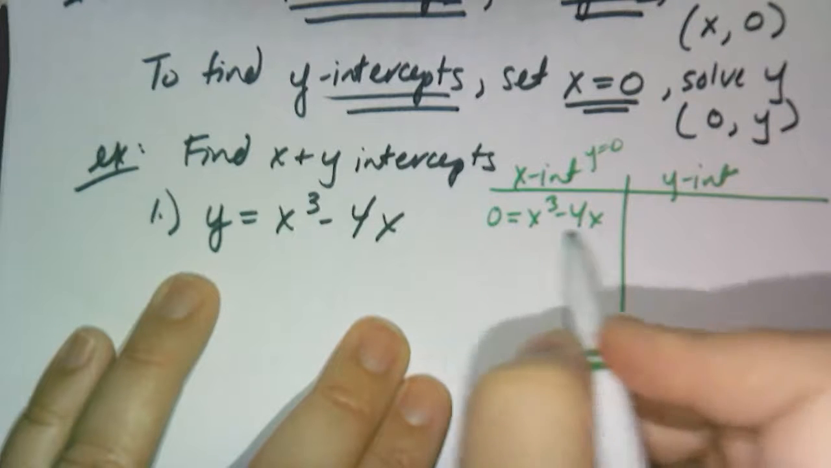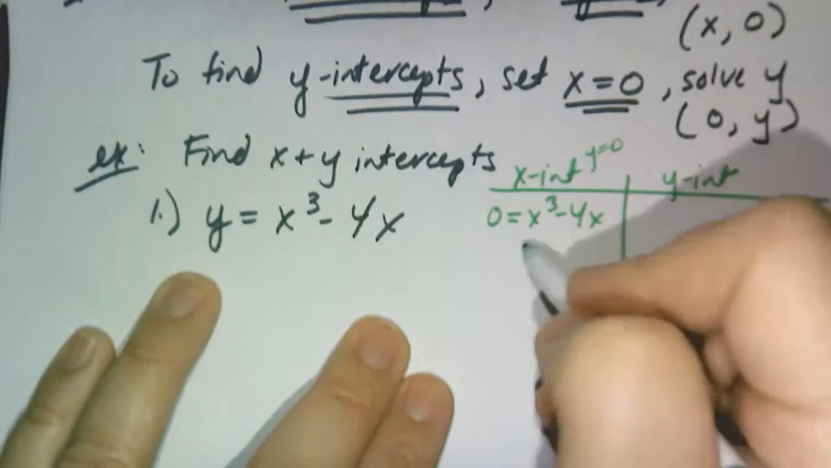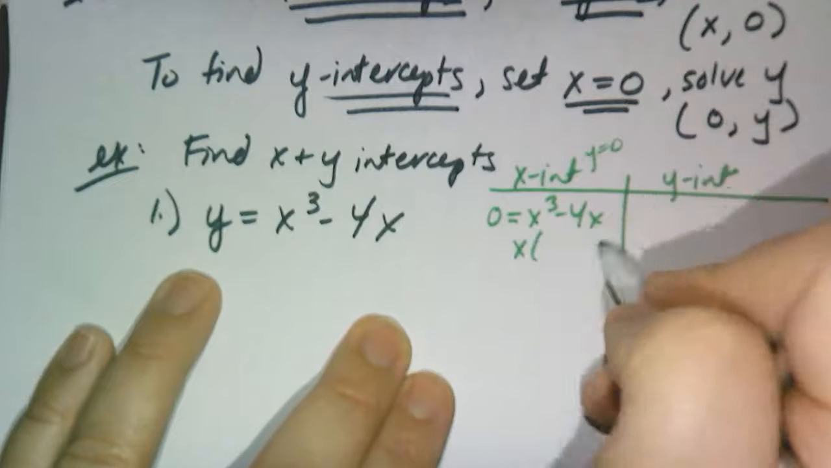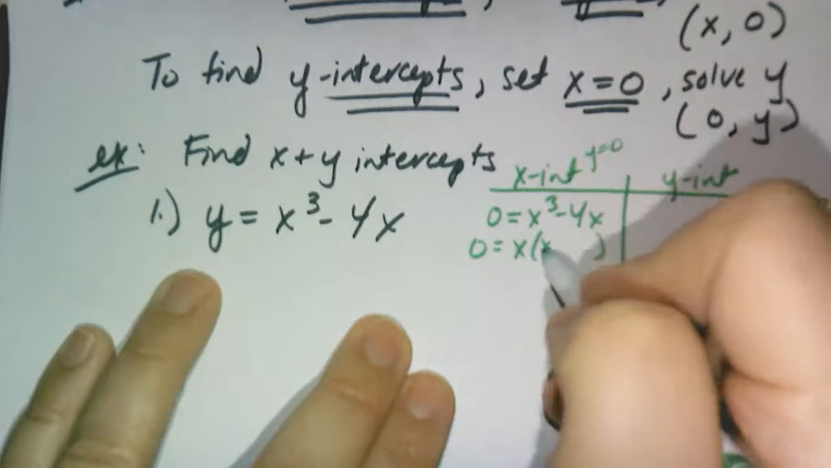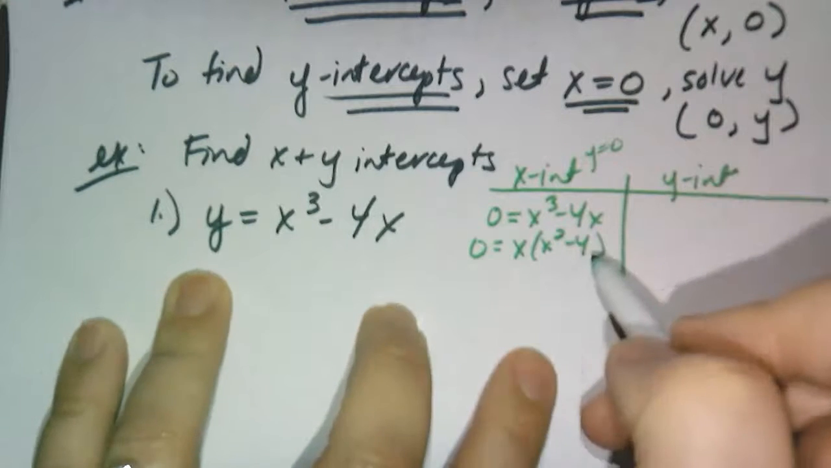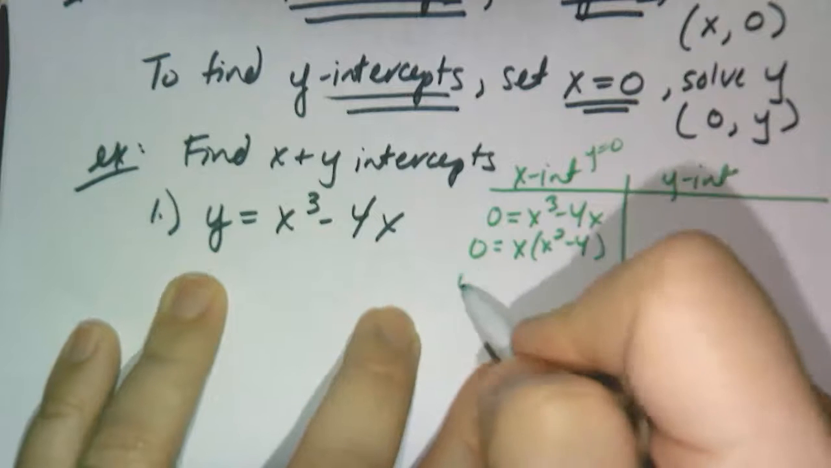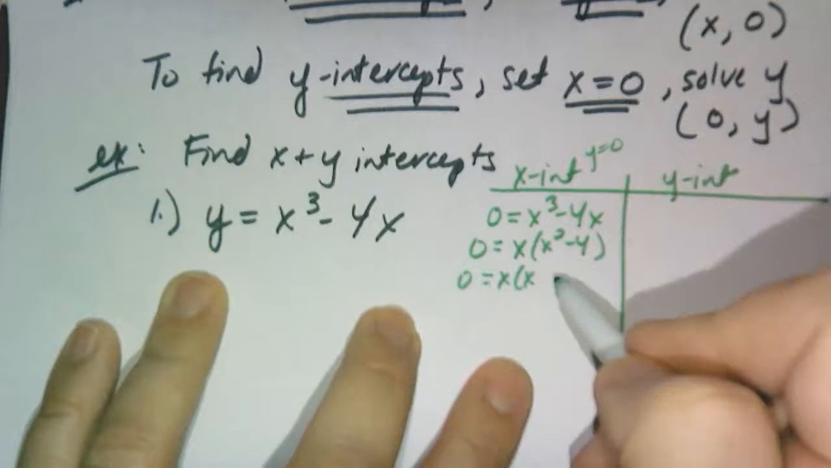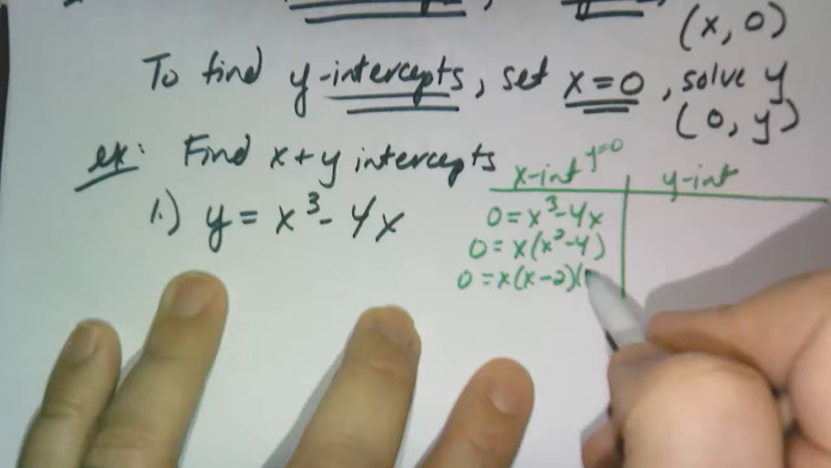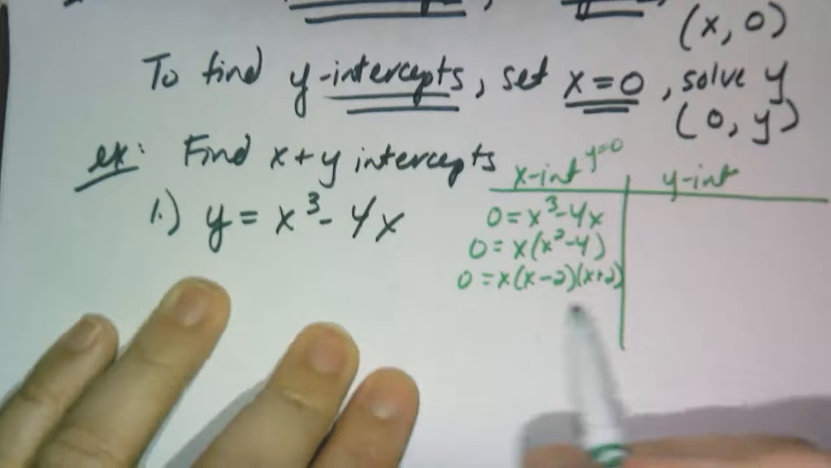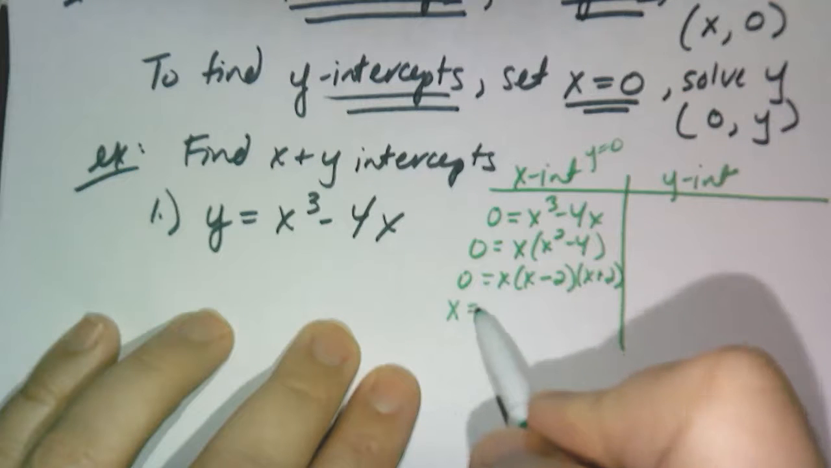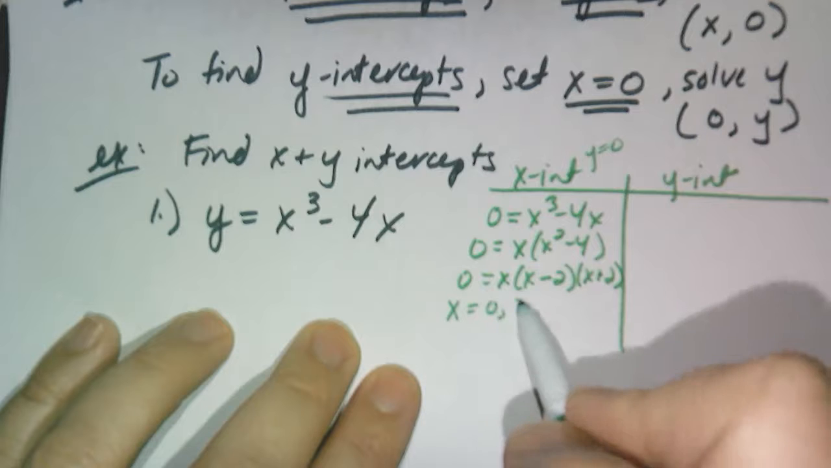So what could you do on this side right here? Factor out what? X. What would you be left with? X squared minus 4. Can that be factored? To what? X plus 4, x minus 4. Try again, x minus 2, x plus 2. All right, so then where are my x-intercepts at? 0, 2, and negative 2.